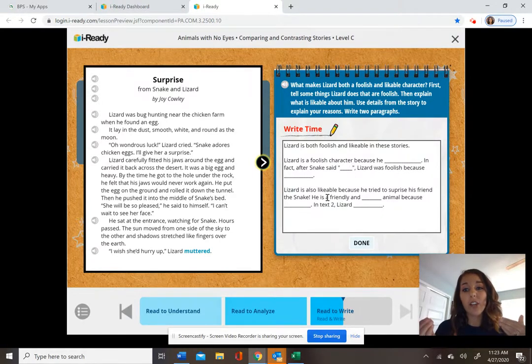I think it's actually a little bit easier given that it is fiction and it's fun characters. It is going over skills that we've already done, like central message, plot, things like that. So I really want to see what you guys know and how well you do.